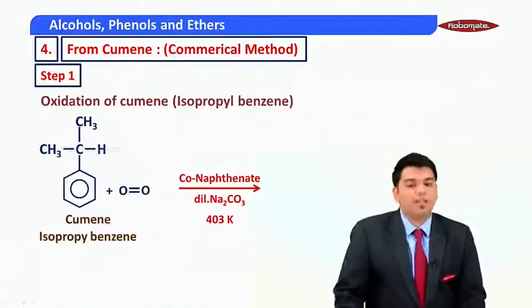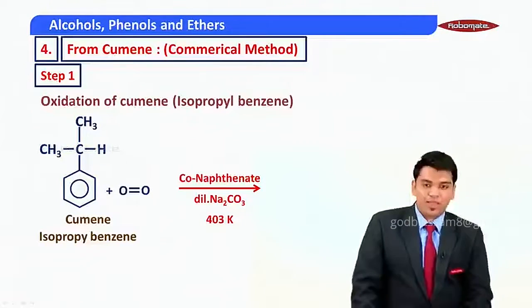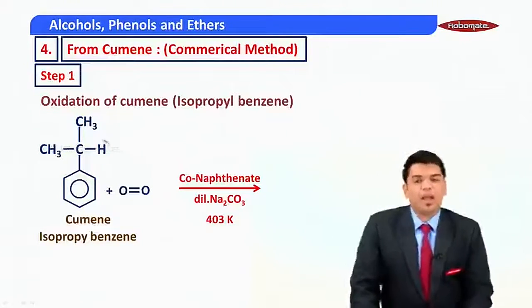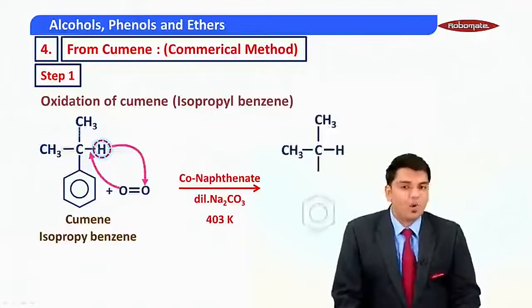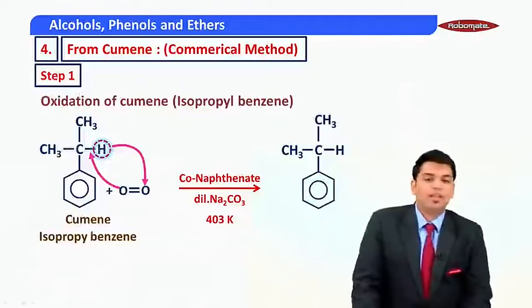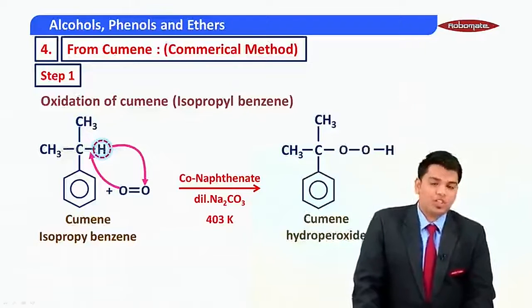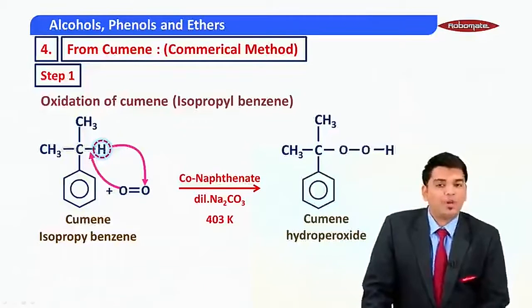Now O2 can be written as O double bond O. Here we get a bond between H and O and between C and O. As a result, we get a bond like C, O single bond O, H. This is called cumene hydroperoxide.